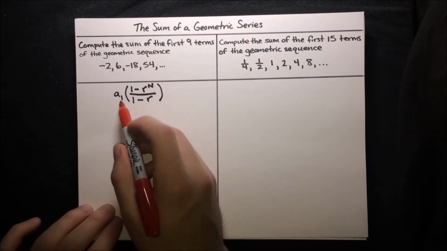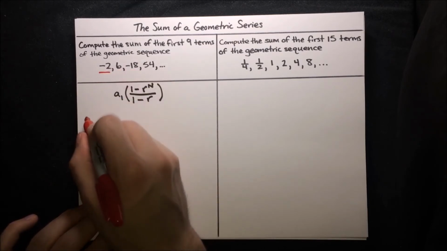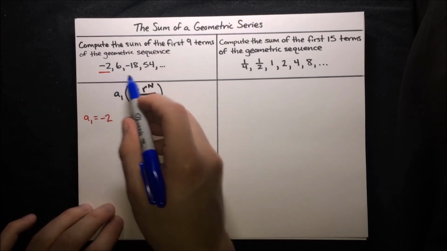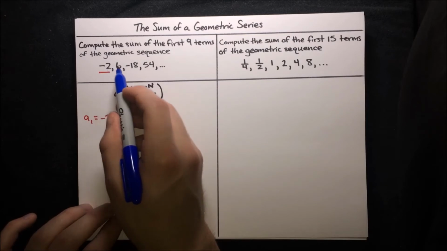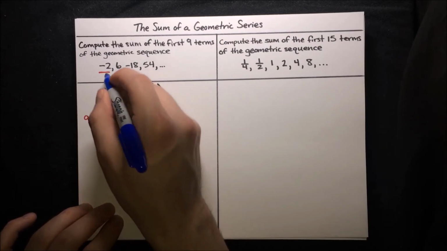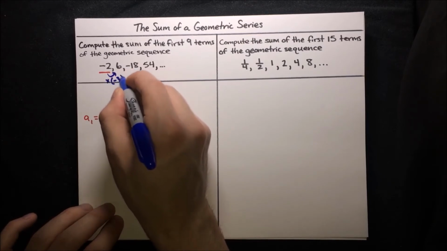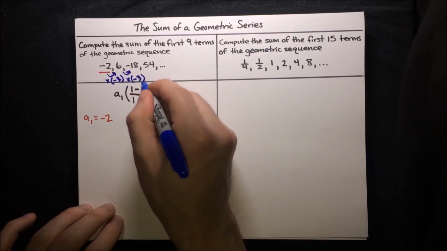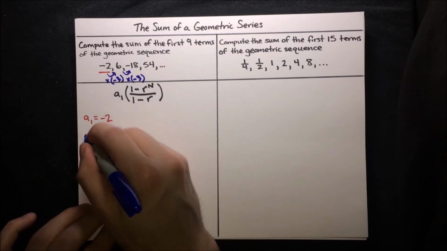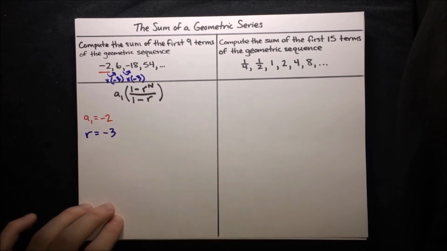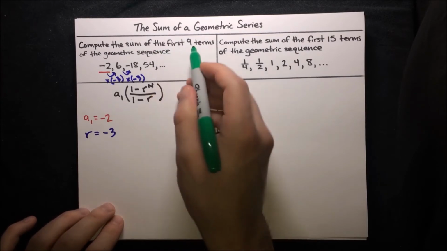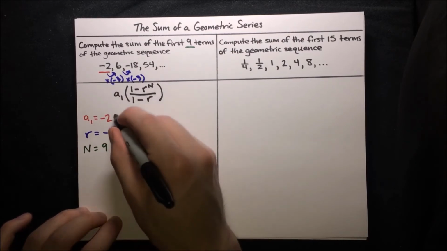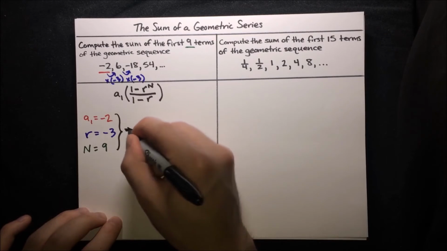In this situation, A1, the first term, is -2. So A1 equals -2. Now r, the common ratio, that's what we're multiplying by every time. So what multiplies -2 to get to 6? Well, it's got to be -3. -2 times -3 is 6, and then 6 times -3 makes -18. Yeah, that works out. And so we're just multiplying by -3 all along, so the common ratio, r equals -3. And lastly, n, that's how many terms we want to add up, and it's the first 9 terms, so n equals 9.